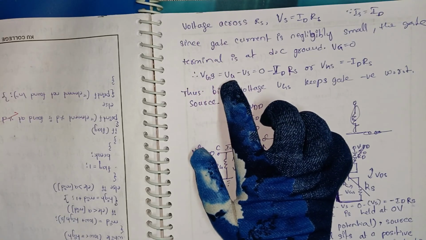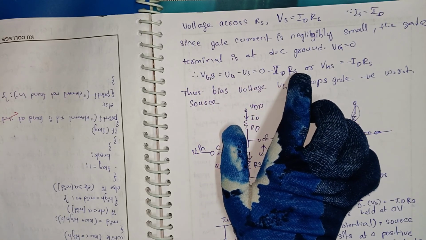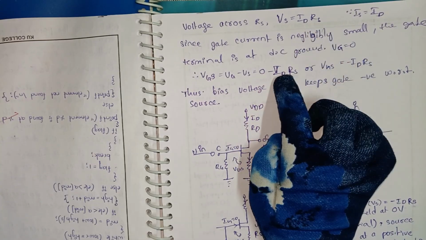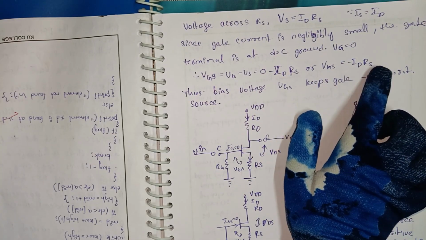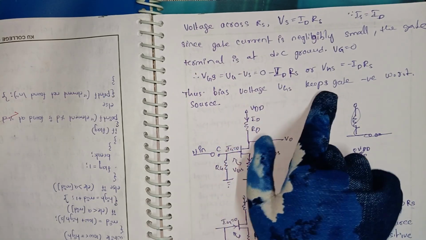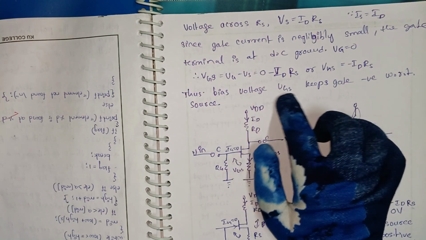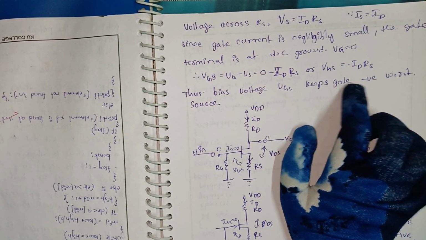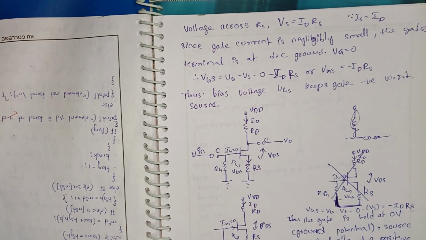And VGS is equal to VG minus VS, that is equal to 0 minus ID into RS. We are substituting this previous value in the VS value, and then VGS is equal to minus ID RS. So that's why bias voltage VGS keeps the gate negative with respect to the source.